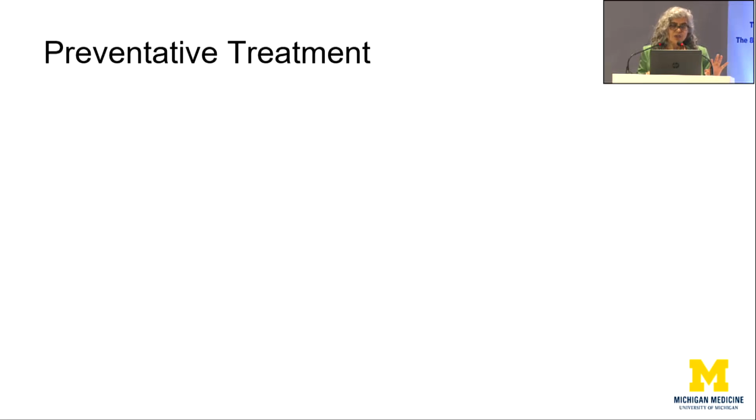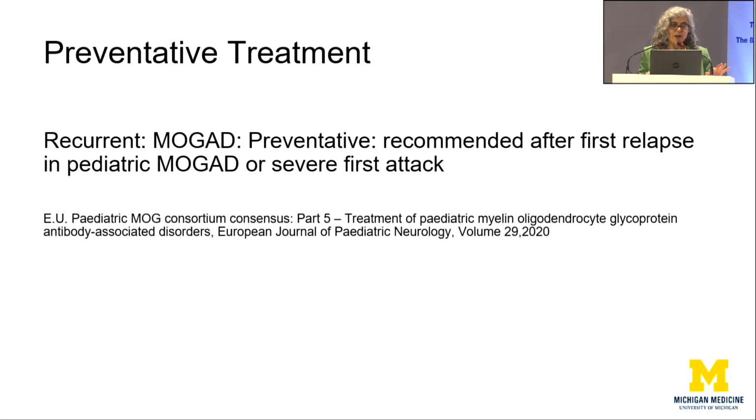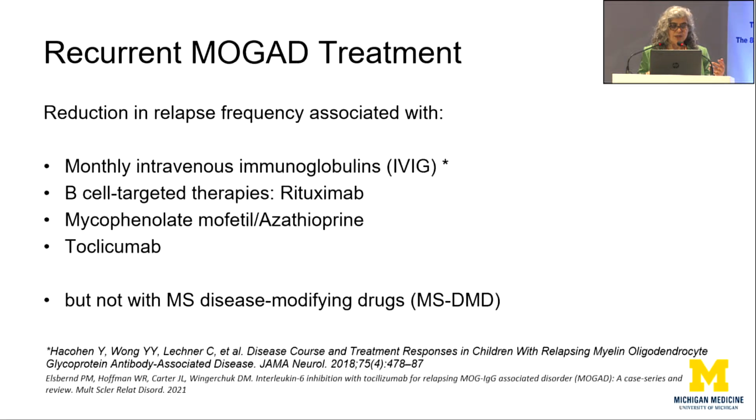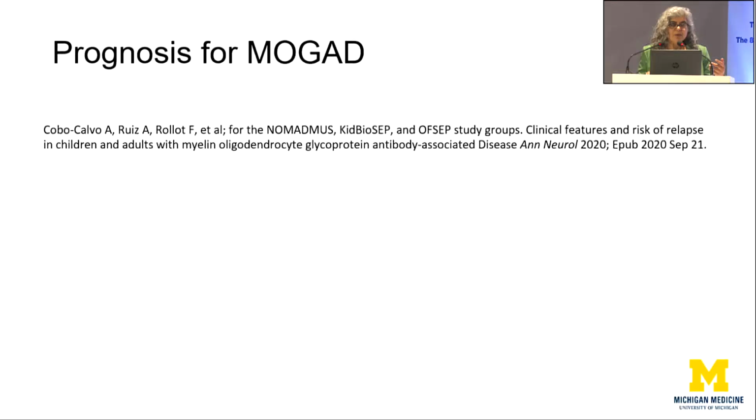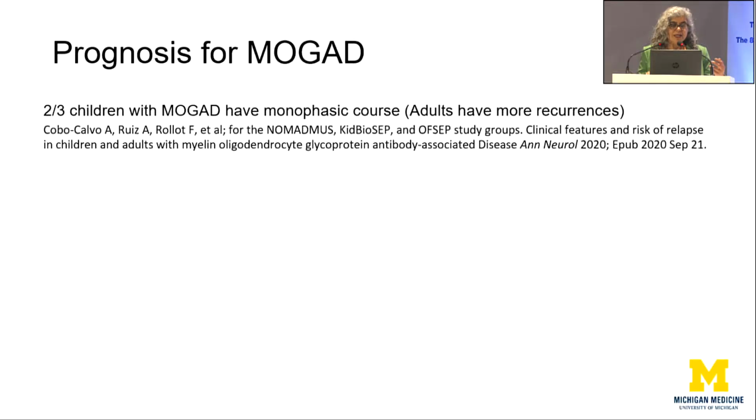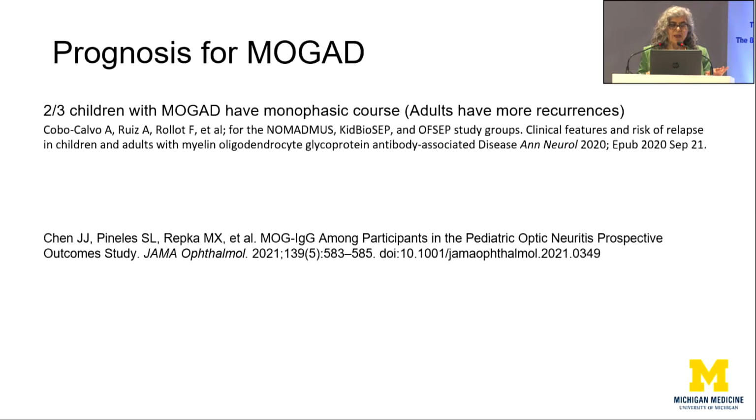Not all children need MOG prevention. It's only needed if there is a recurrence after the first attack. You don't need to give it. So I'll move on to just telling you that children with MOGAD often have a monophasic course. So no need to put them on preventative right away.